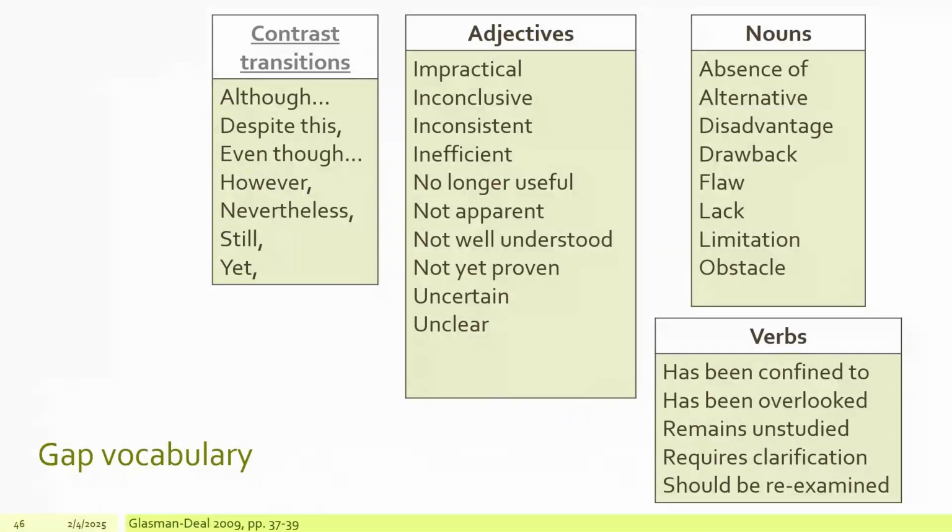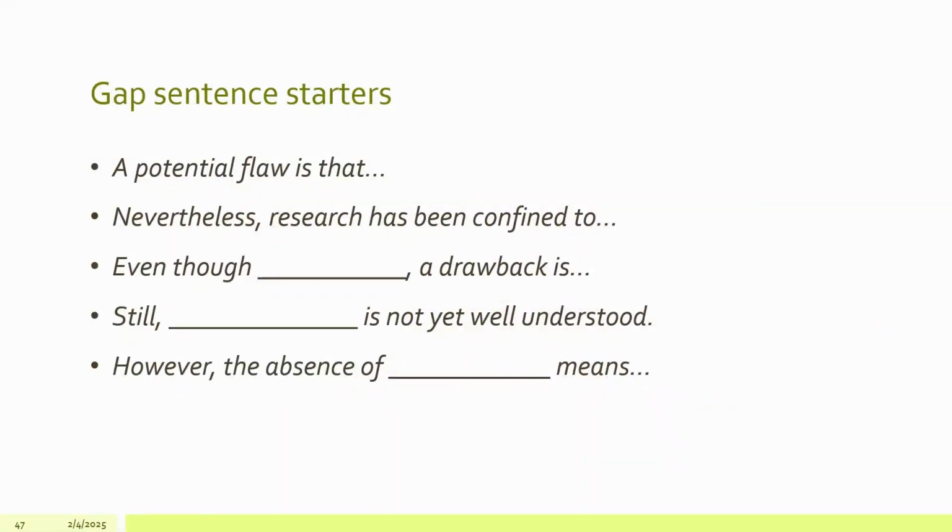I've included here a list of contrast transitions and other vocabulary you can use when identifying the gap. For example, a potential flaw is that; nevertheless, research has been confined to; even though blank; a drawback is; still, blank is not yet well understood.